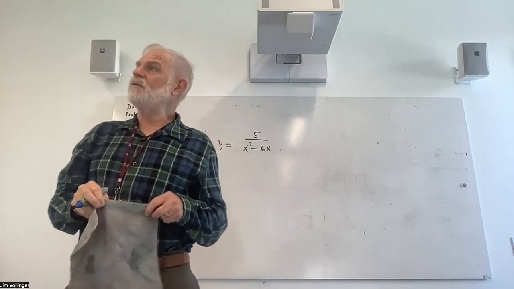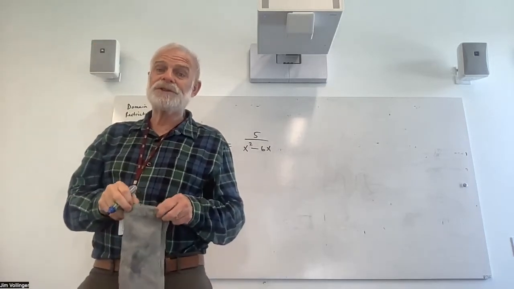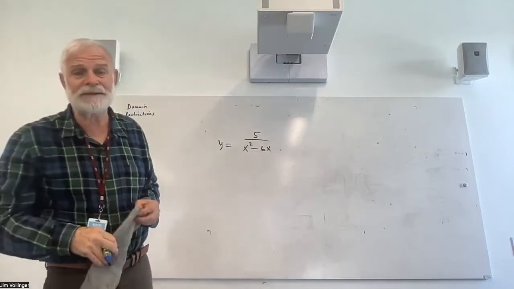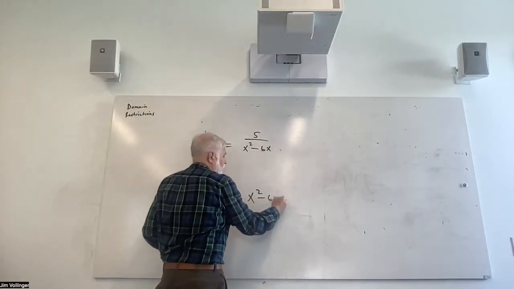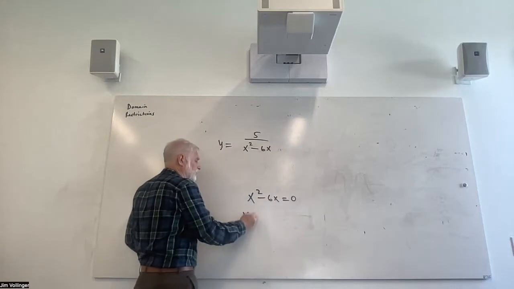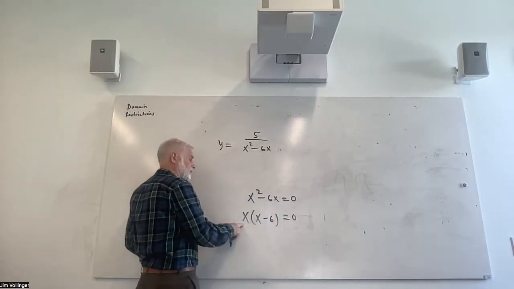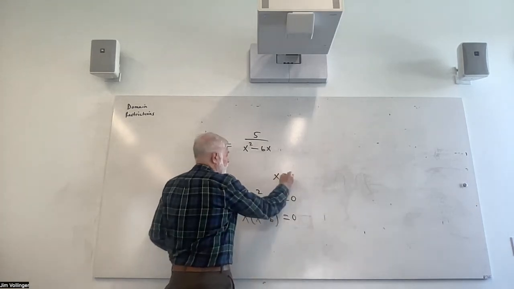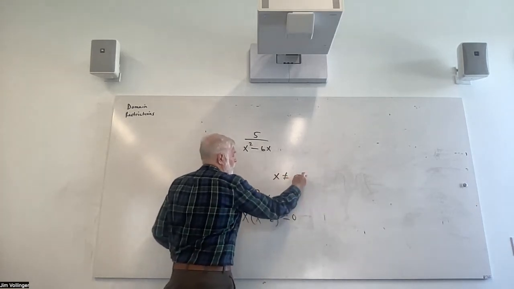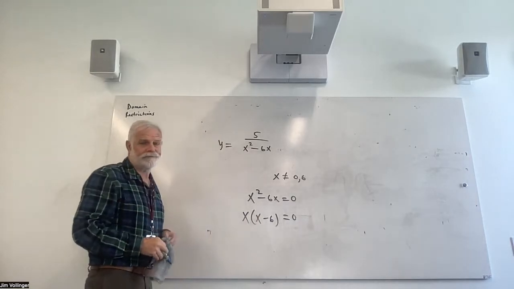Well, I don't see any even roots up there. I don't see any logs up there. I do see division, and I can't divide by 0. So I guess we better figure out what makes x squared minus 6x equals 0. Looks like I can't use 0 and I can't use 6. So x cannot equal 0 or 6 is an acceptable way of writing the domain.